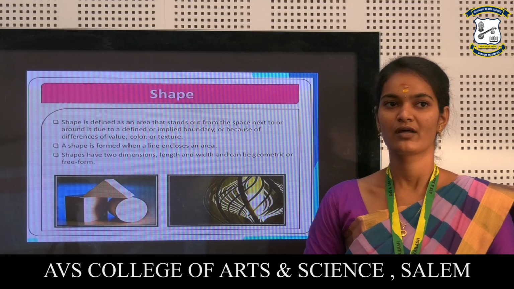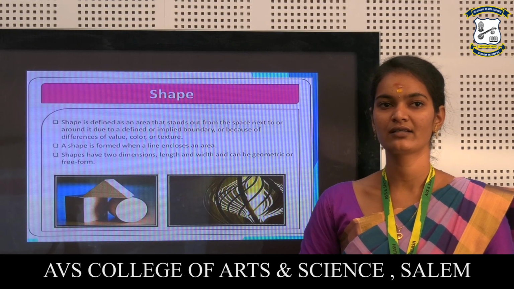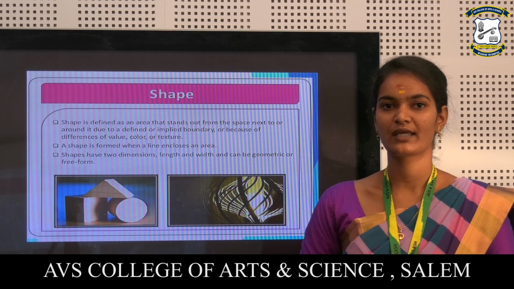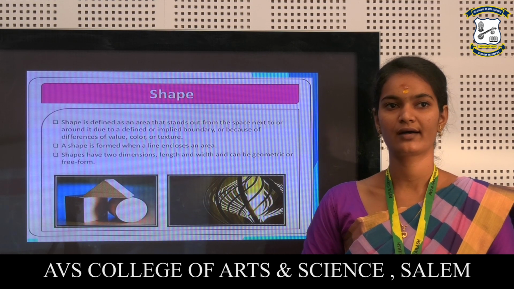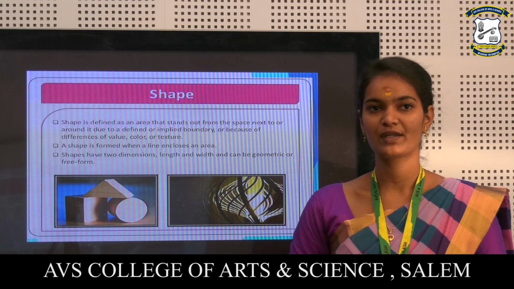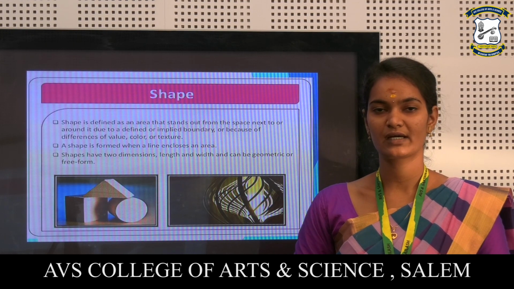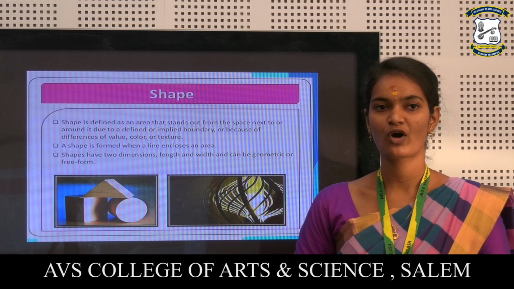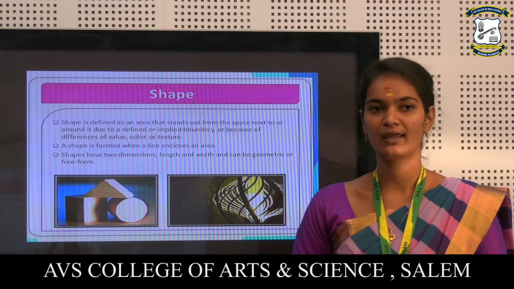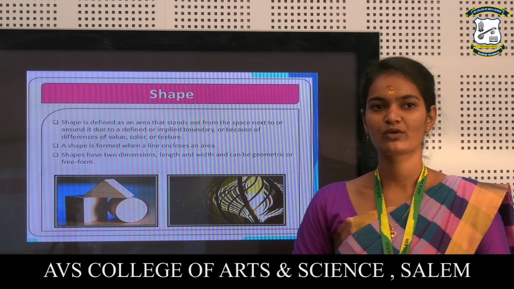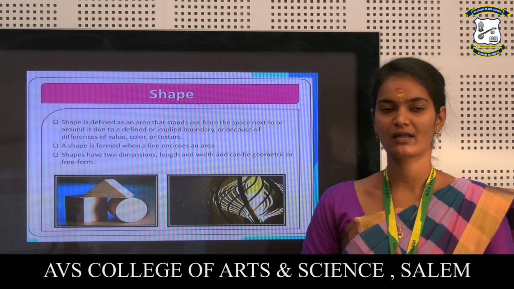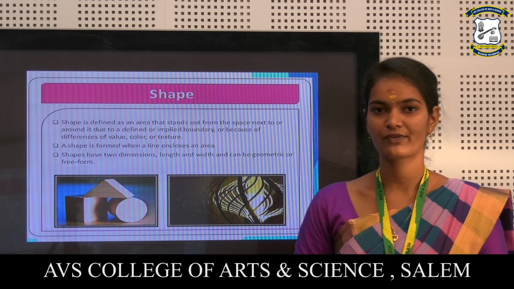Next, shape. Shape is defined as an area that stands out from the space next to or around it due to a defined or implied boundary, or because of differences in values, colors and textures. A shape is formed when a line encloses an area. Shapes have two dimensions, length and width, and can be geometric or free form.